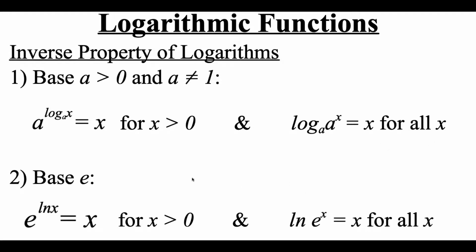Now, similarly, we have a base e version as well. If you have e being raised to the natural log of x, remember natural log and base e exponentials are inverses of each other. So those cancel out, leaving you with just x for x values that are greater than 0. And if we look at that the opposite direction as well, if you do the natural log of a base e exponential, those will cancel each other out, leaving you with just x again.